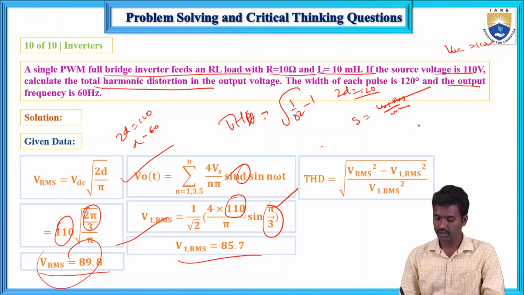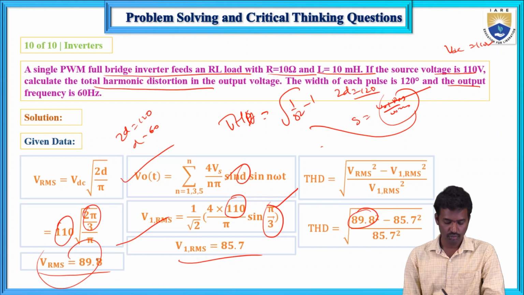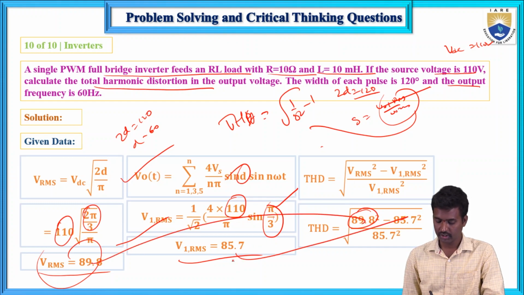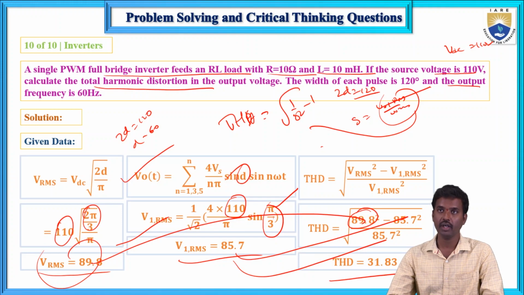So now THD equals square root of total RMS voltage square minus fundamental RMS voltage square, divided by fundamental RMS voltage square. So that value, 89.8 for this one and 85.7 for this one, so now the total harmonic distortion is 31.83.